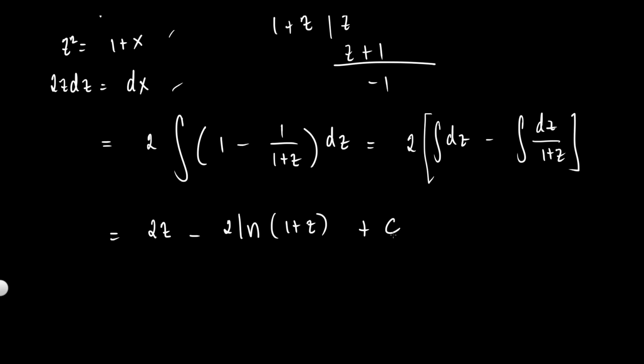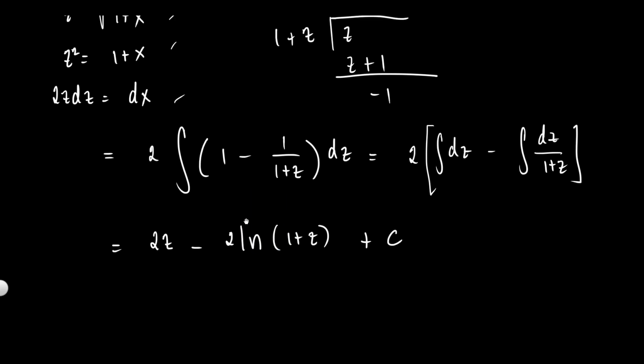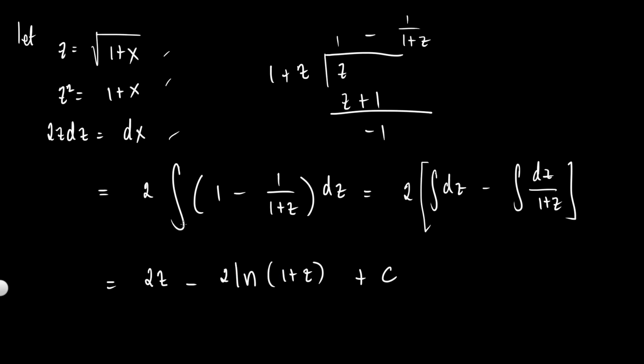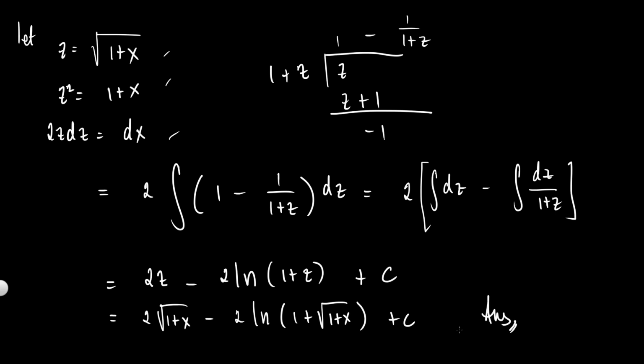Okay? Then, once you're okay with that, return to the original. z is the square root of 1 plus x. So, 2 times the square root of 1 plus x minus 2 times ln of 1 plus the square root of 1 plus x plus c. Okay? This is acceptable, right? This is our final answer.